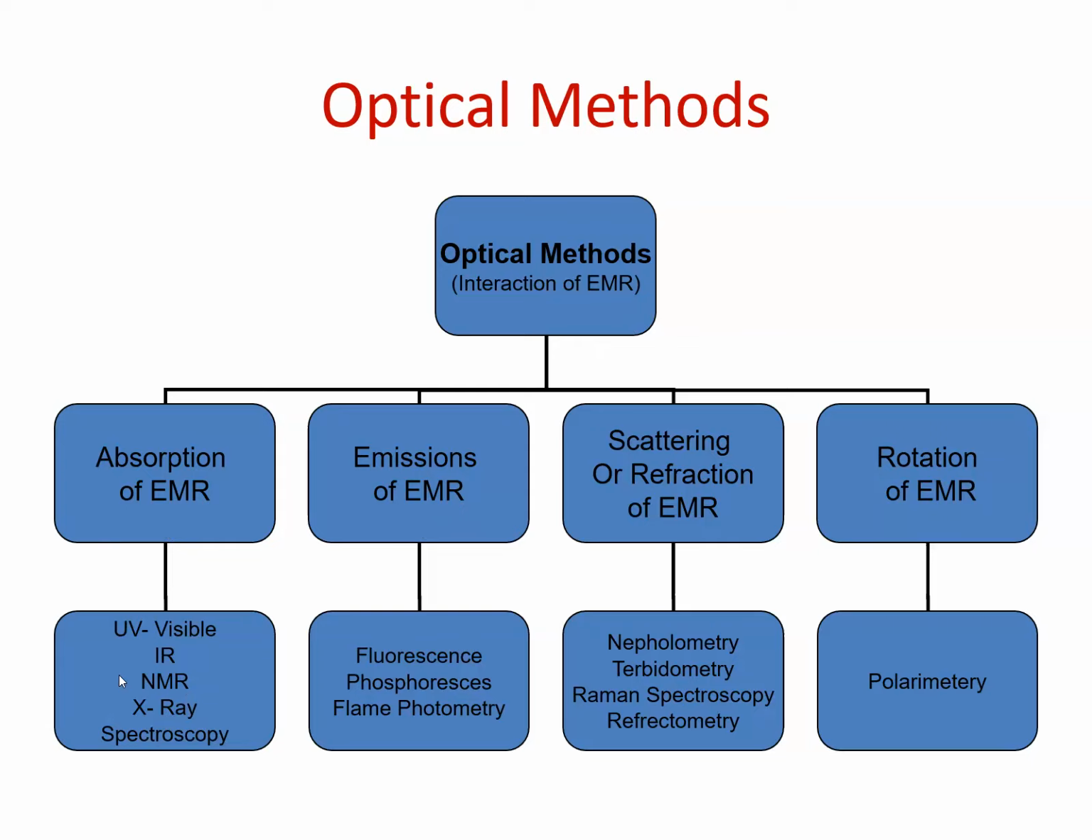These are absorption type of methods. They absorb light. The emission type of methods will be fluorescence, phosphorescence, flame photometry. Scattering type of optical methods will involve interferometry, turbidimetry, Raman spectroscopy, or refractometry, where light is reflected. And those kind of analytes that might rotate light, then we make use of the rotation of light in polarimetry.